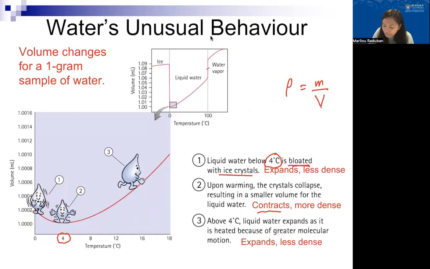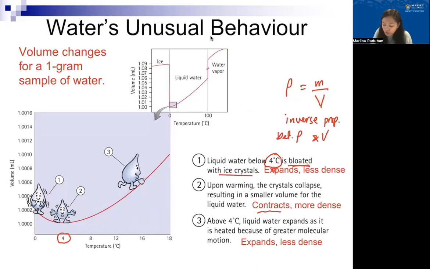So there's an inverse proportionality between density and volume, meaning as the volume increases, the density decreases, right? So that's the inverse proportionality relationship. If one increases, the other decreases. In this case, when volume increases, the density decreases.